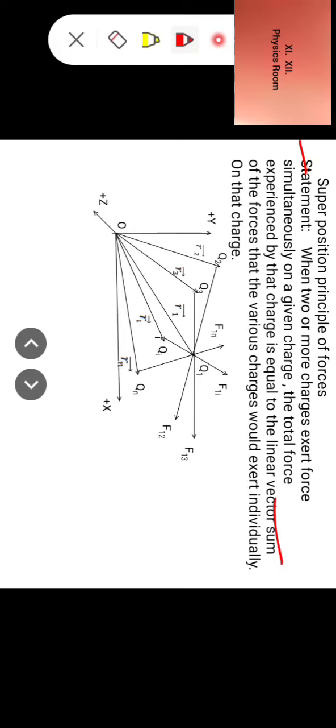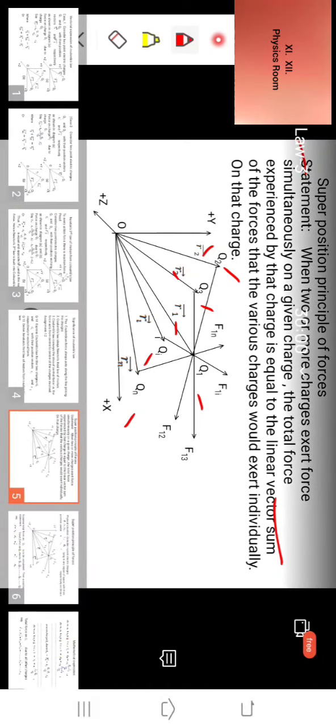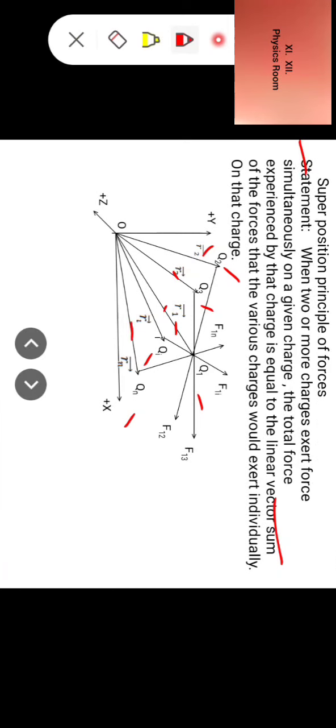Here in the diagram you can see there are charges Q1, Q2, Q3, Qi, Qn. So this is Q1, this is Q2, this is Q3, this is Qi and this is Qn. Their position vectors are R1, R2, R3, Ri and Rn respectively, as we have shown. The force due to Q2 is F12, due to Q3 is F13, due to Qi is F1i and due to Qn is F1n. So this is how the diagram is.